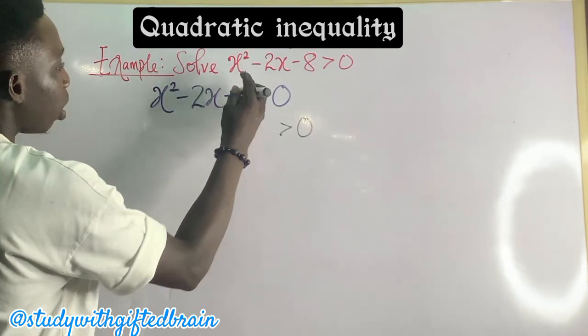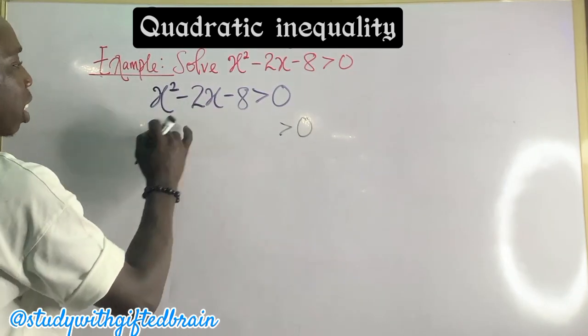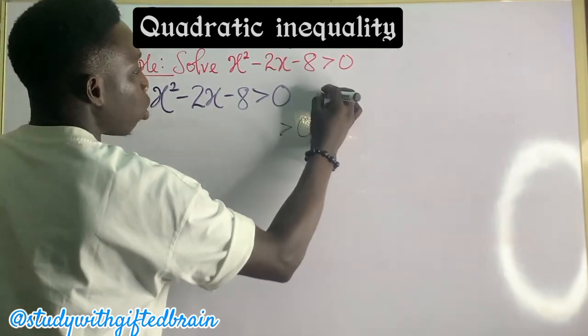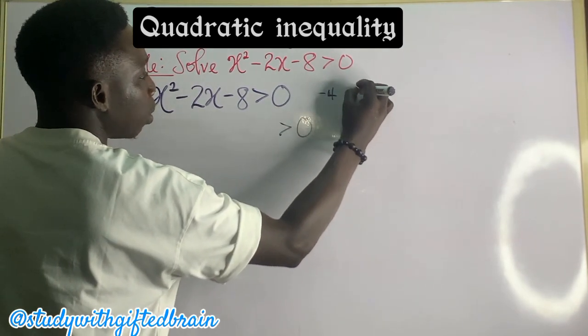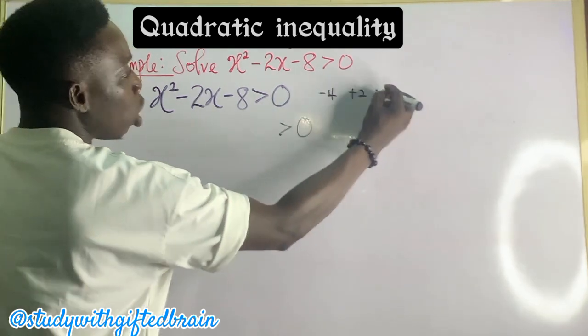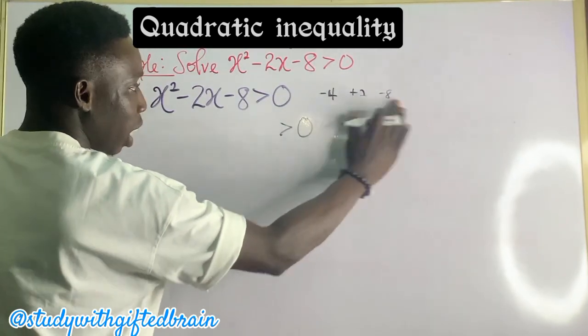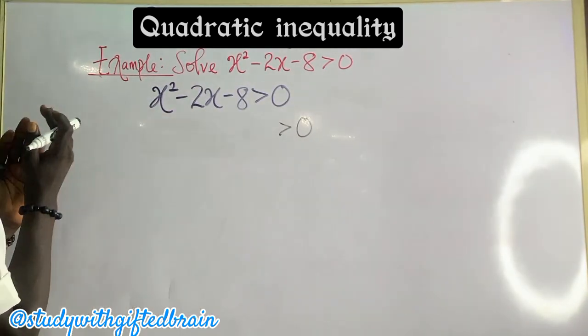Now, the two factors of minus 8 that when I multiply together give me minus 8, and when I add together give me minus 2, are minus 4 and plus 2. Because minus 4 times 2 will give me minus 8, and minus 4 plus 2 will give me minus 2. I think you get that, right? So we are using minus 4 and plus 2.